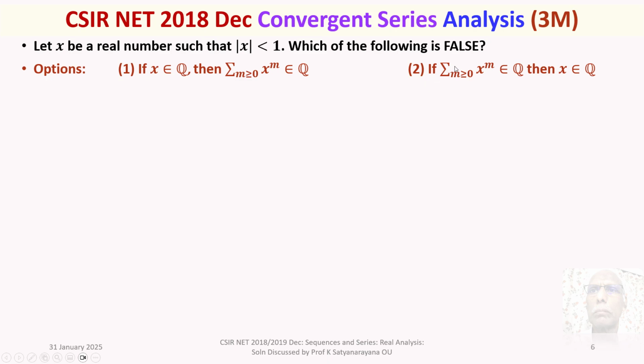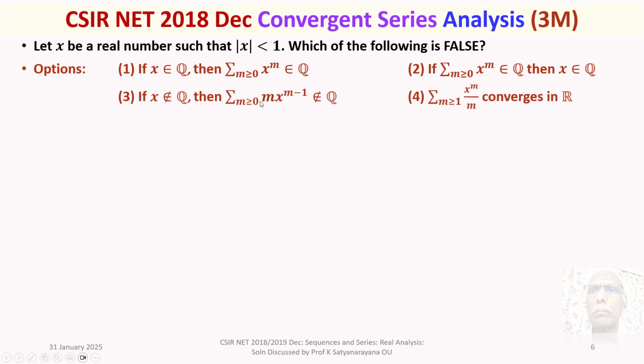Option 2, if sigma x to the power of m belongs to Q, then x belongs to Q. That means this is if and only if, almost. Option 3, if x does not belong to Q, then sigma m greater than or equal to 0 of x to the power of m minus 1 does not belong to Q. Option 4, sigma m greater than or equal to 1 of x to the power of m by m converges in R.